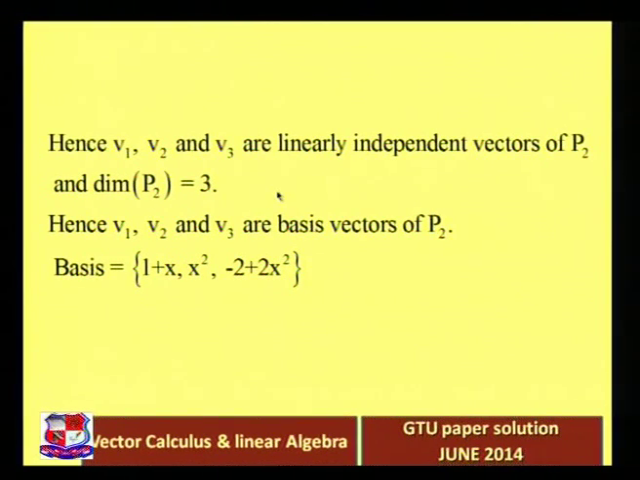Hence V1, V2 and V3 are linearly independent vectors of P2 and the dimension of P2 is equal to 3. Hence V1, V2, V3 are basis vectors of P2. So this is a basis: 1 plus x, x square, minus 2 plus 2x square. These three are basis vectors.